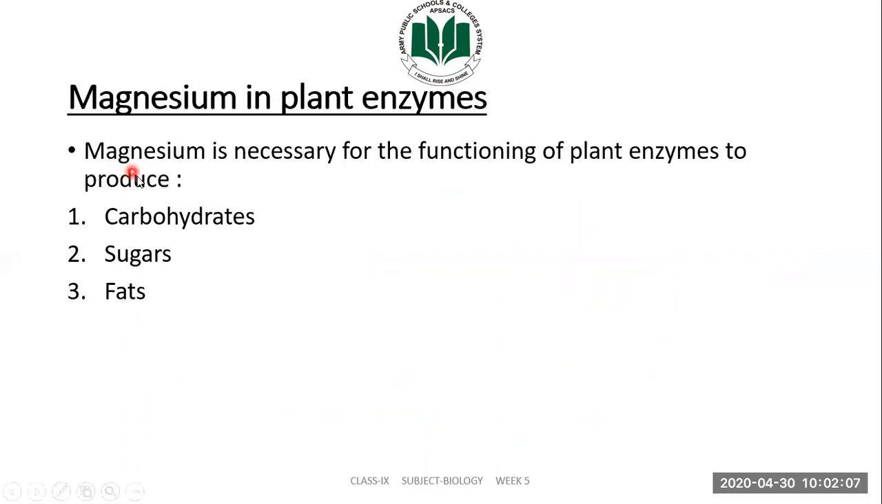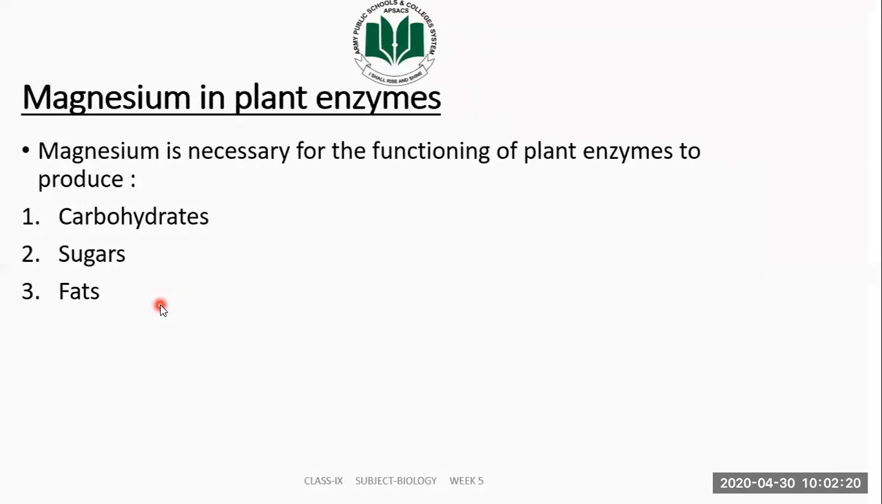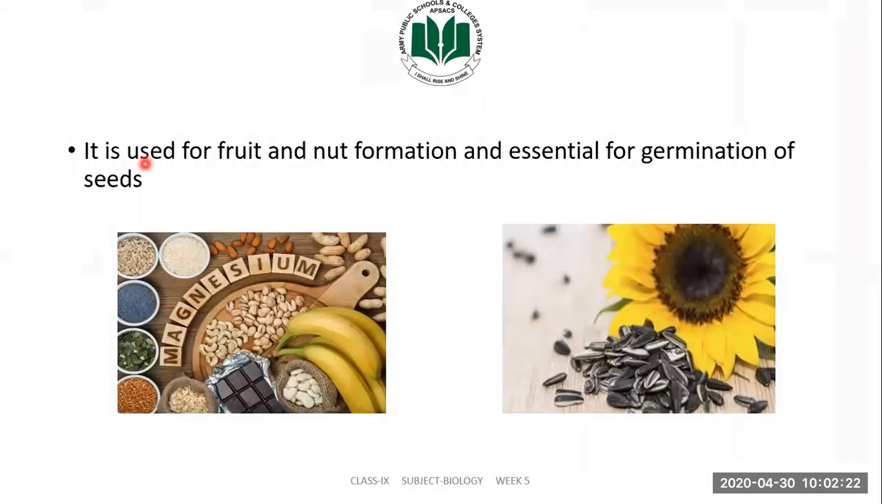Magnesium is necessary for the functioning of plant enzymes. These enzymes produce carbohydrates, sugars, and fats, and store them in fruits and seeds so that different animals can consume them. These carbohydrates, fats, and lipids are used for fruit and nut formation, and are essential for the germination of seed. Here you can see that sunflower seed has a high lipid concentration. We can extract oil from its seeds, and magnesium is a part of many essential seeds like almonds, pistachio, and other different nuts.